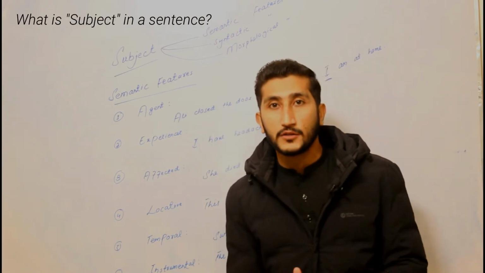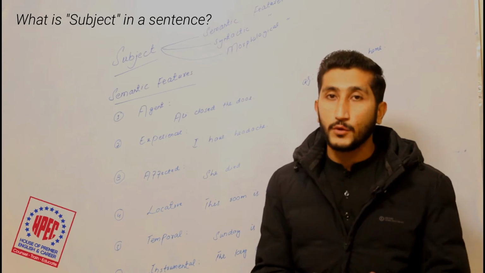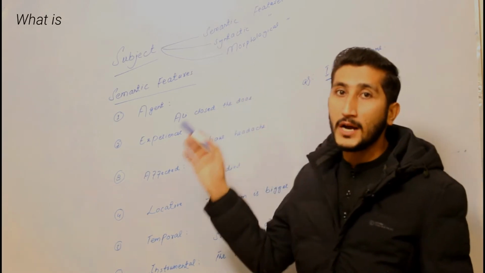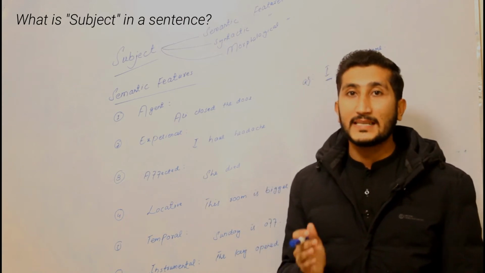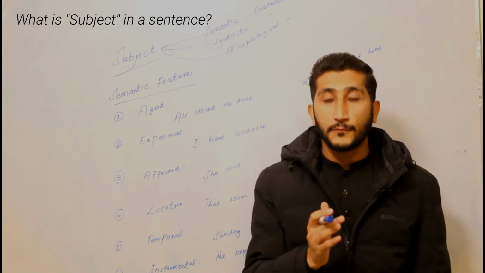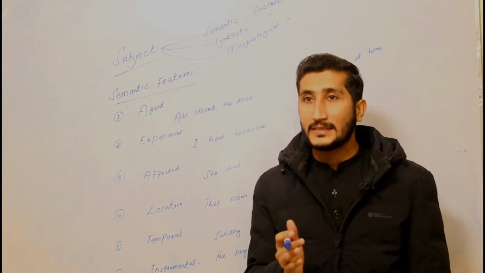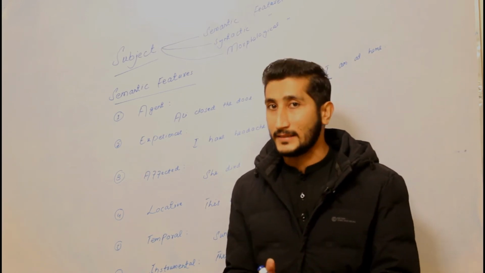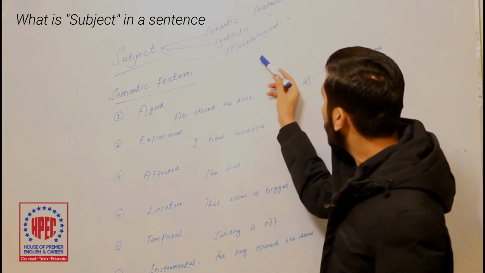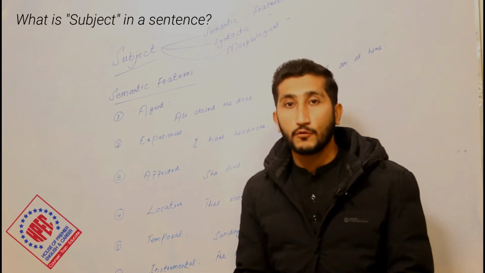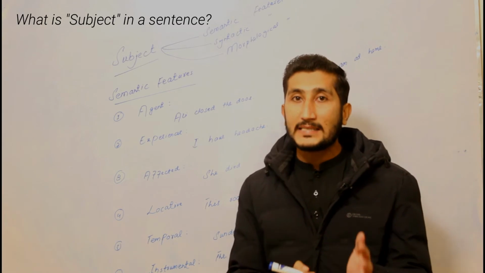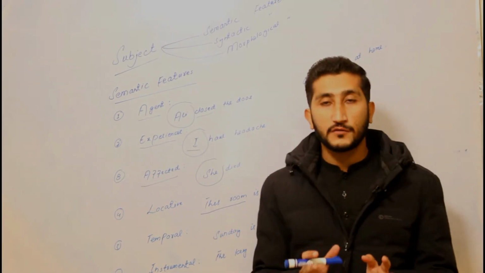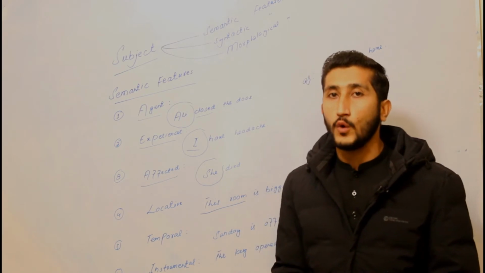Semantics is a branch of linguistics which deals with the study of meaning. Syntax is another branch of linguistics which is concerned with the formation and structure of sentences, how words are grouped to form phrases, clauses and sentences. And morphology is another branch of linguistics which deals with the internal structures of words. Now I'll define these three features of subject one by one.